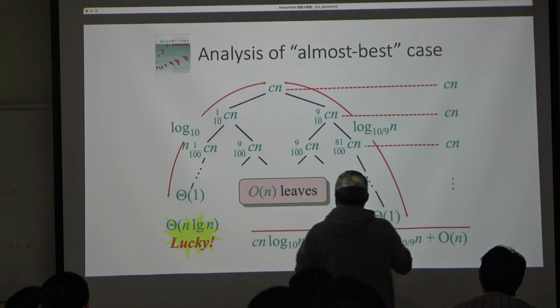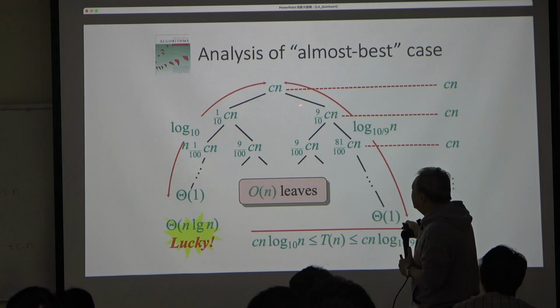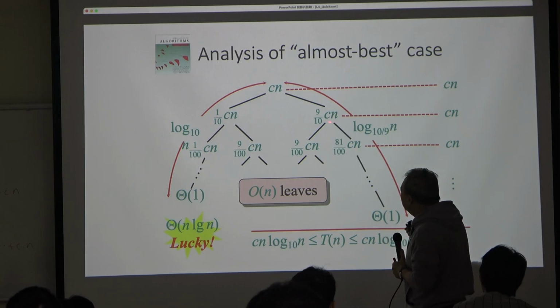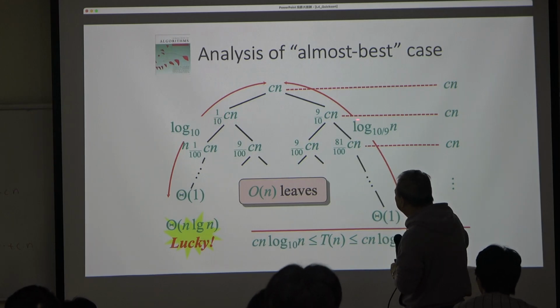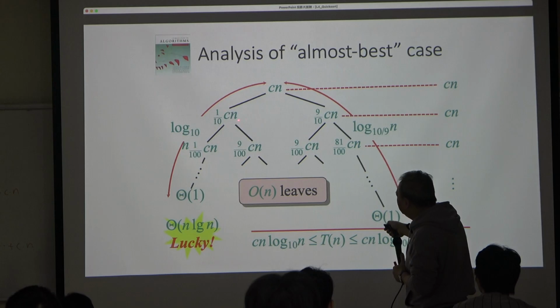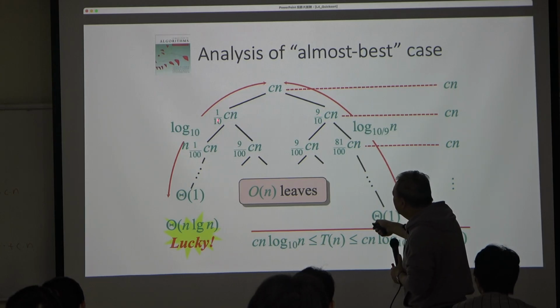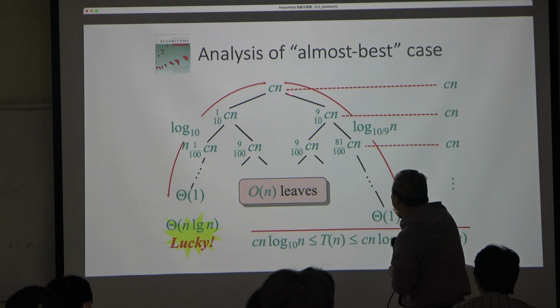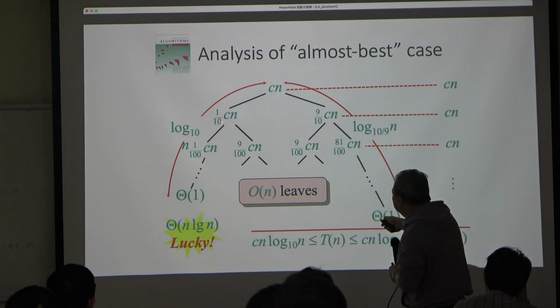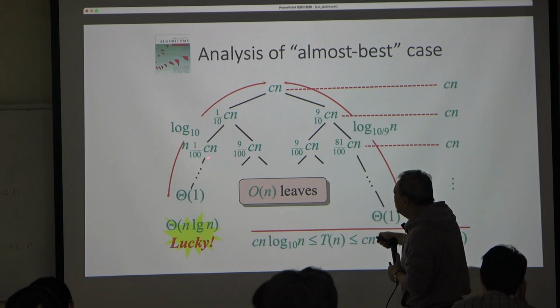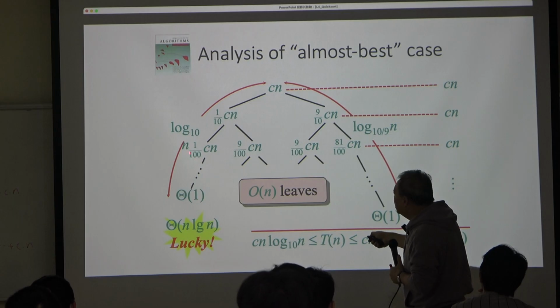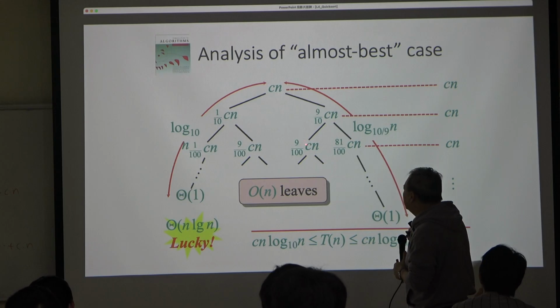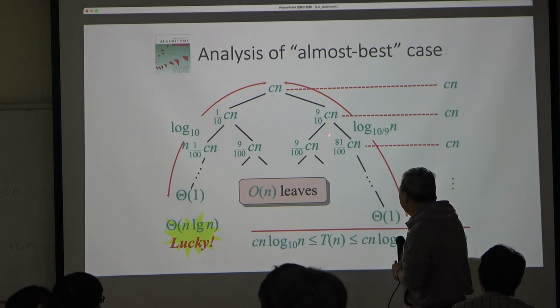OK，你如果去看这个 Cn，每一层，你把同一层加起来，1/10 Cn plus 9/10 Cn，this gives you Cn. This level, obviously the root, is Cn. This level is Cn. This n goes down to here. It should be here. It's 1/100 Cn plus 9/100 Cn. This is 9/100 Cn. This is 81/100 Cn.